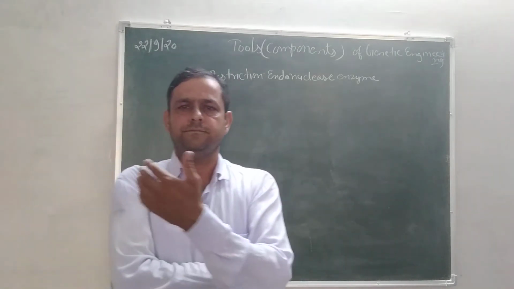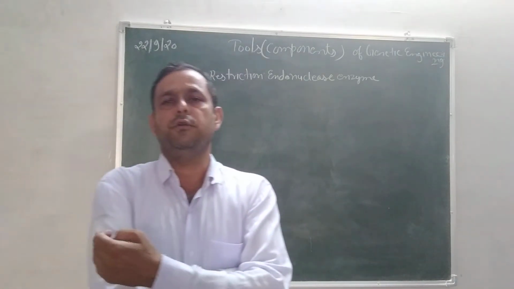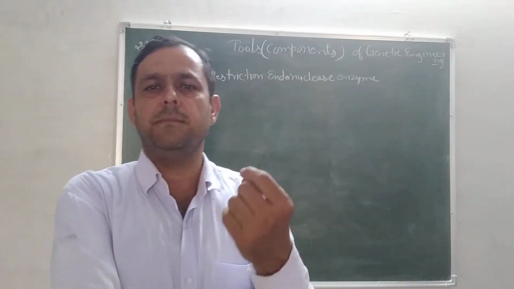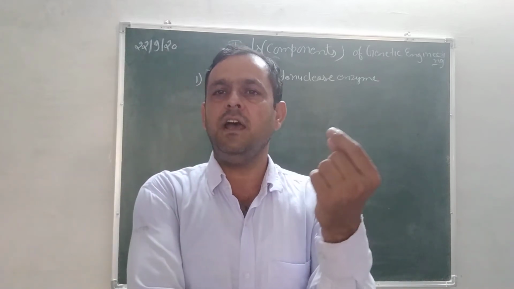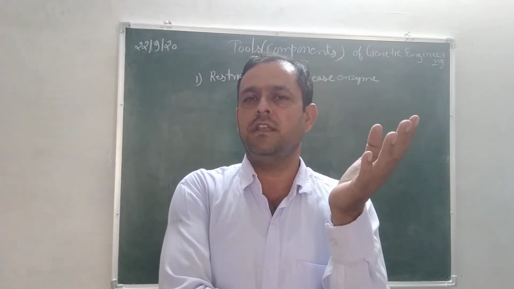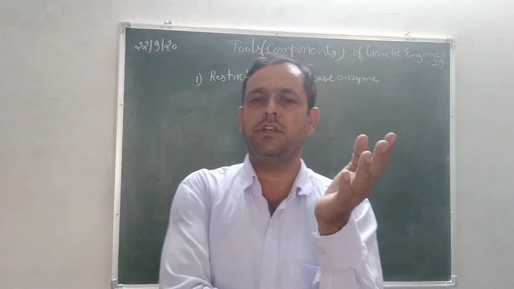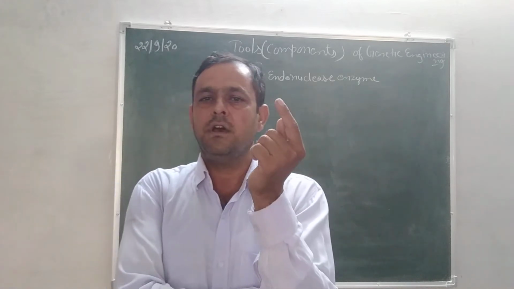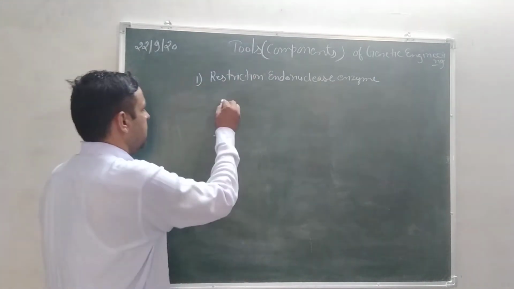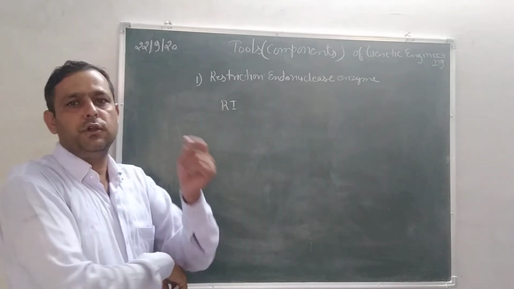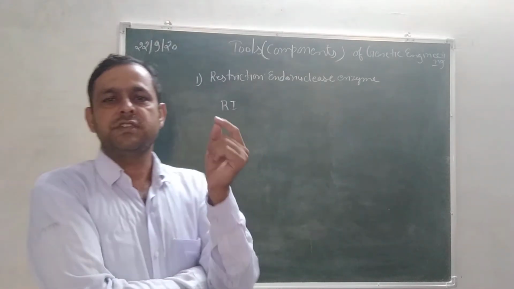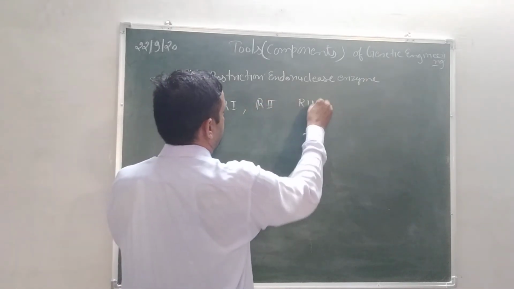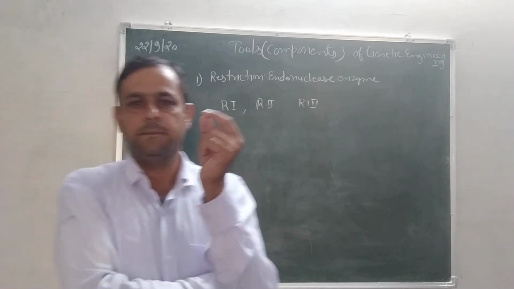These enzymes are naturally found in Escherichia coli, Bacillus, Streptococcus, Thermus aquaticus, etc. Or we can say these enzymes are obtained from prokaryotic cells. Restriction endonuclease enzymes are of 3 types. First, endonuclease R1, or we can say R1 type. Second, endonuclease R2, and third type, endonuclease R3.